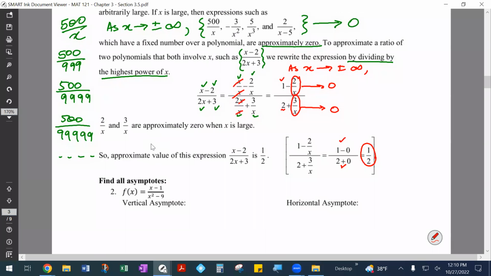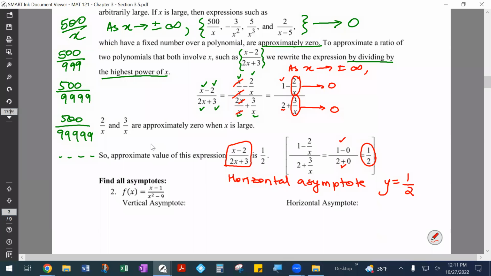So the horizontal asymptote for this expression... How did you get 0?